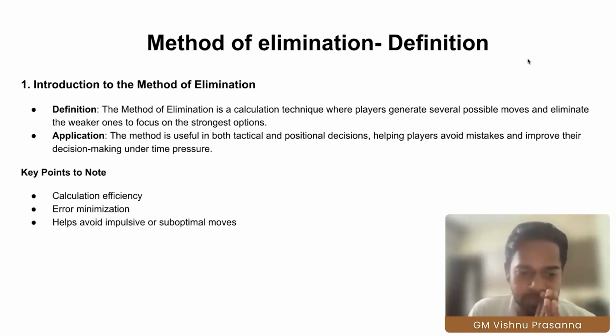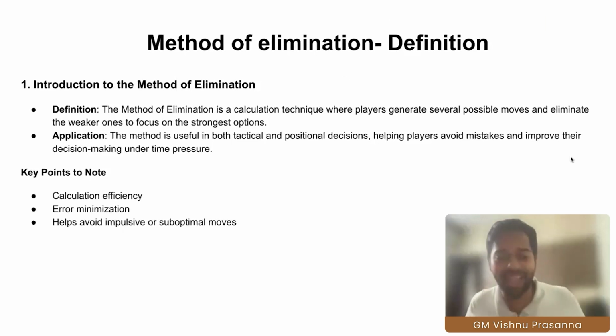So in any position, when there is a calculation involved, we consider a lot of moves. Method of elimination is a calculation technique where players generate several possible moves and eliminate the weaker ones. This is for speed, right? How do we arrive at the right move much more quickly? We eliminate the weaker moves one by one, and then we arrive at whatever moves are remaining. So, elimination of variations, elimination of candidate moves which are not necessary.